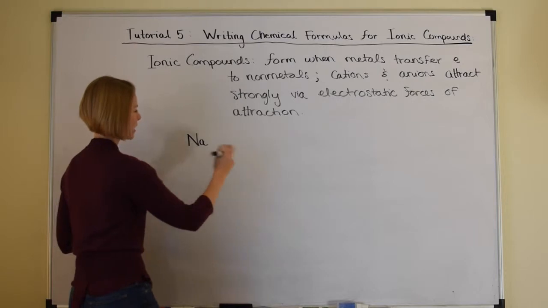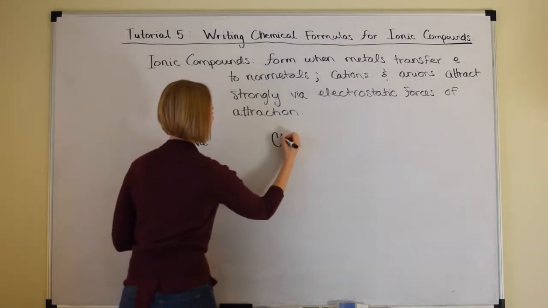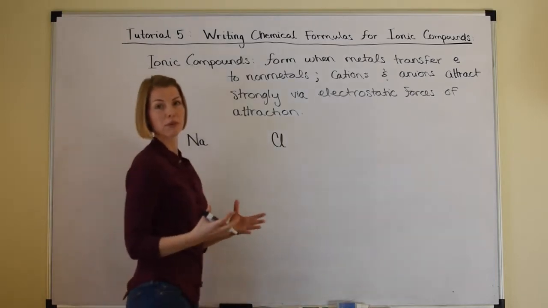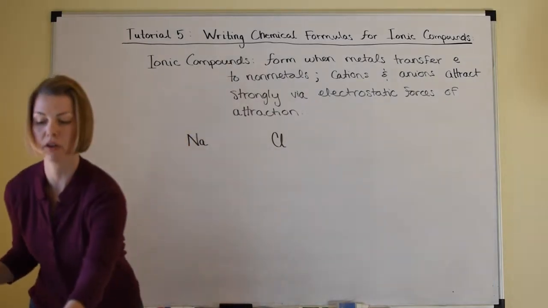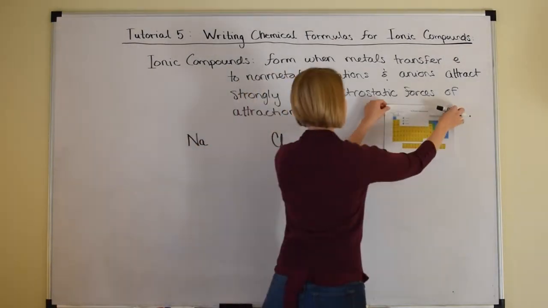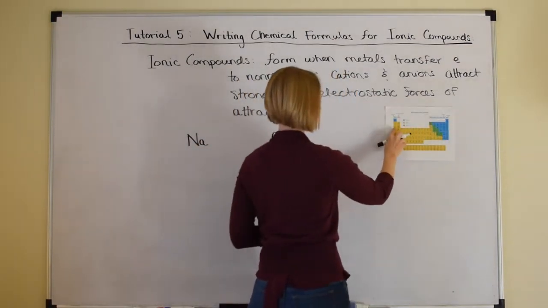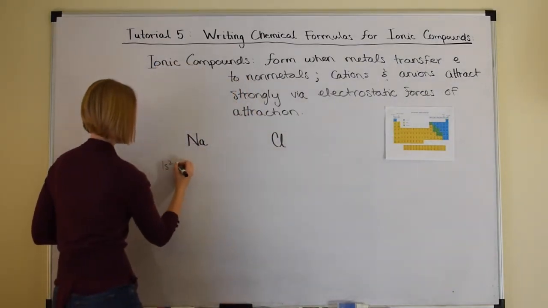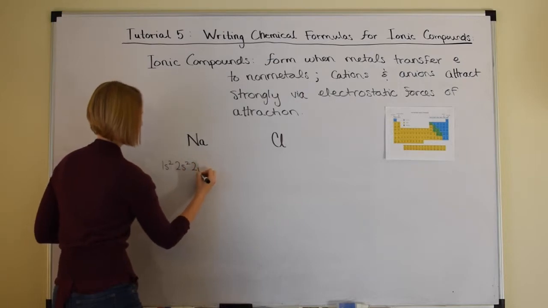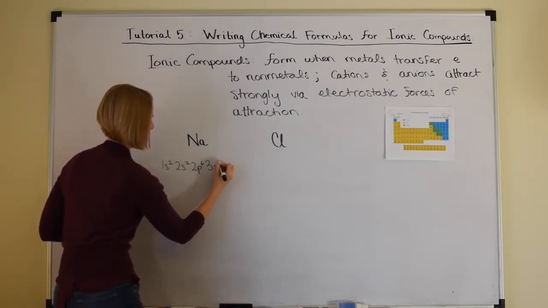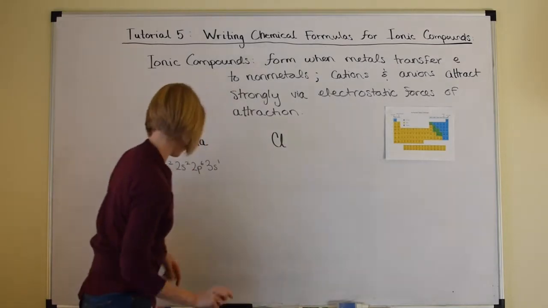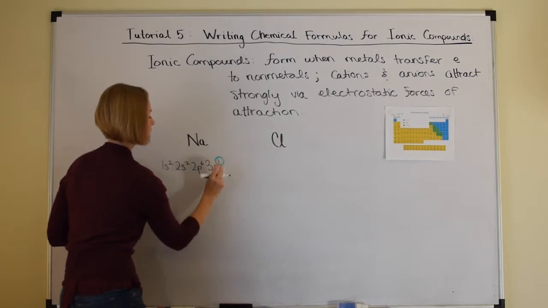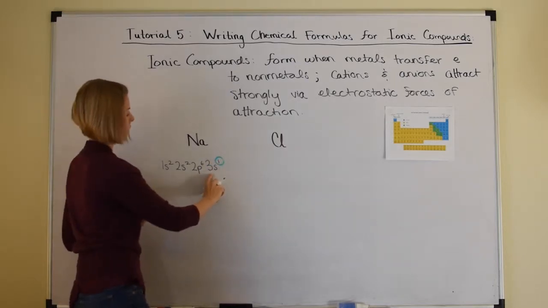So let's take a sodium atom and a chlorine atom. Okay, so we can look at the periodic table and we can write out their electron configurations. I know this was from tutorial number 4, so I don't want to focus too much on this. I'm just going to really quickly write the electron configuration for sodium. Okay, it's 1s2, 2s2, 2p6, 3s1. Okay, so 1 valence electron in the outermost energy level, which is the 3rd energy level.